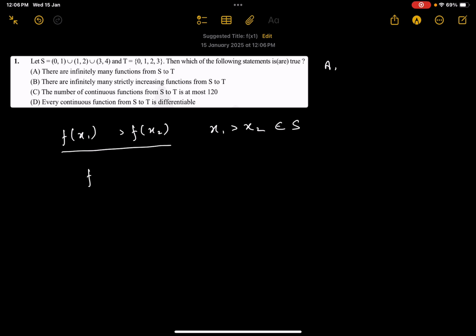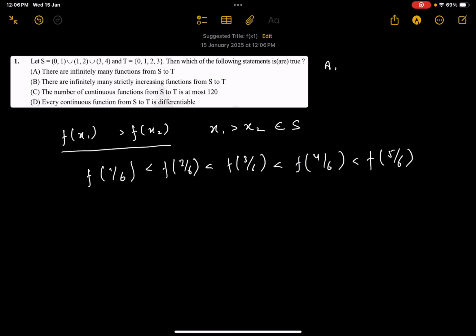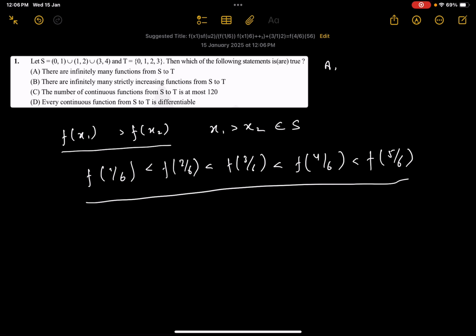For example, let's say f(1) < f(2) < ... < f(6). So they should follow this order. But it's not possible because we only have 4 distinct values in the set T, and we have 5 distinct values here. So we cannot have any possible way to allot these 4 values from set T to these 5 in such a manner that this inequality holds. So B is wrong.